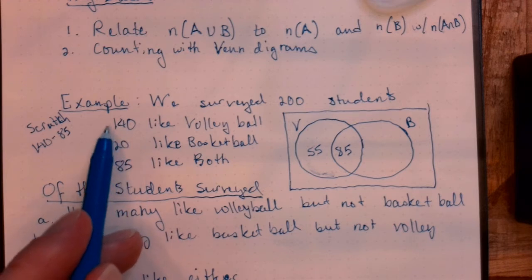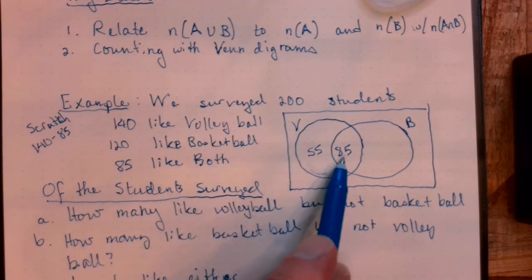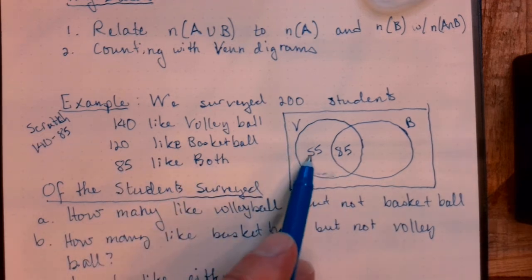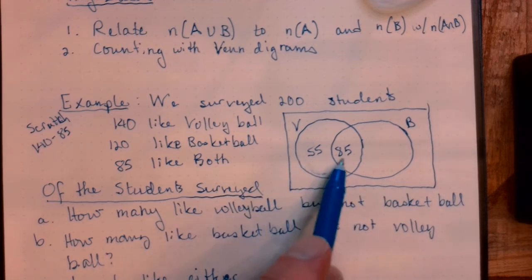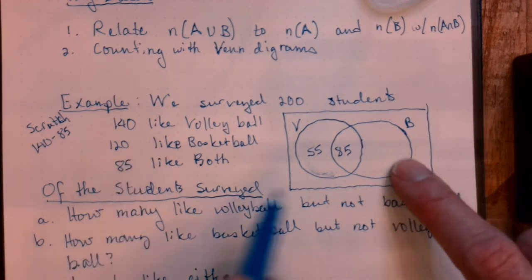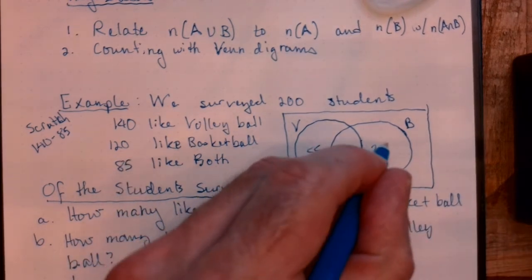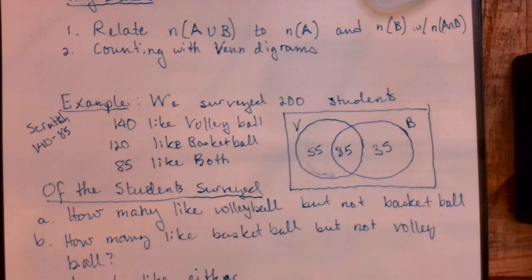So the 140 students that like volleyball already contained the 85 that like both. So there's 85 here, 55 here. And we know that should be a 55 because these two have to total to be 140. And similar reasoning, these two have to total to be 120, so that should be 35. Do 120 minus 85 to get that.